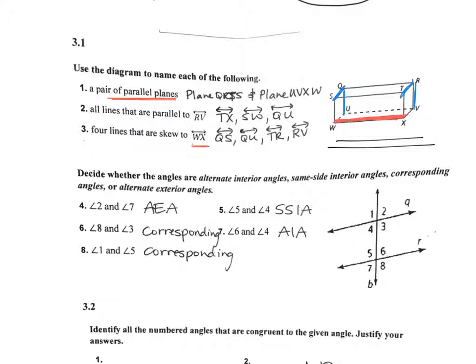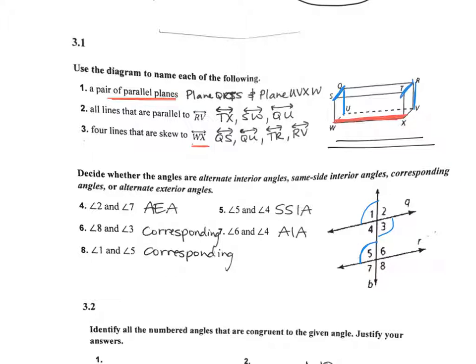Then 4 through 7, you're naming the types of angles. So for instance, 1 and 5, and I'm just picking random things here, which actually is number 8. 1 and 5, those are corresponding, right? Whereas 3 and 5, those are alternate interiors, okay?